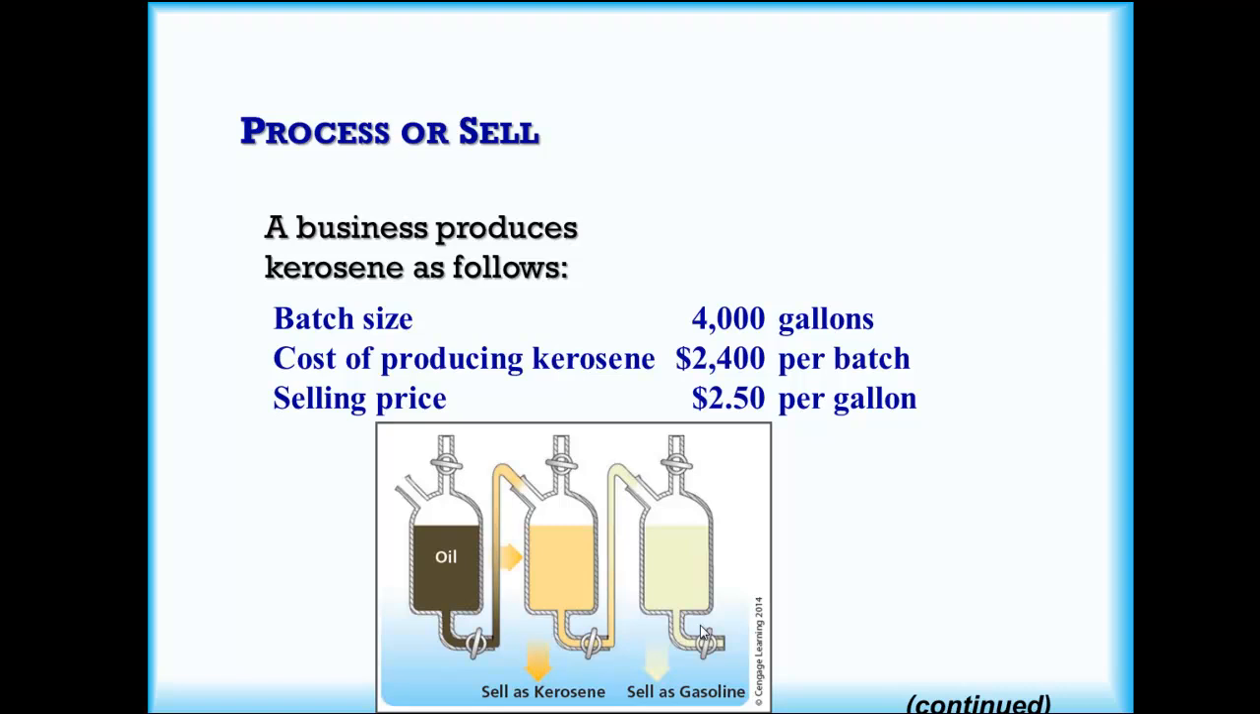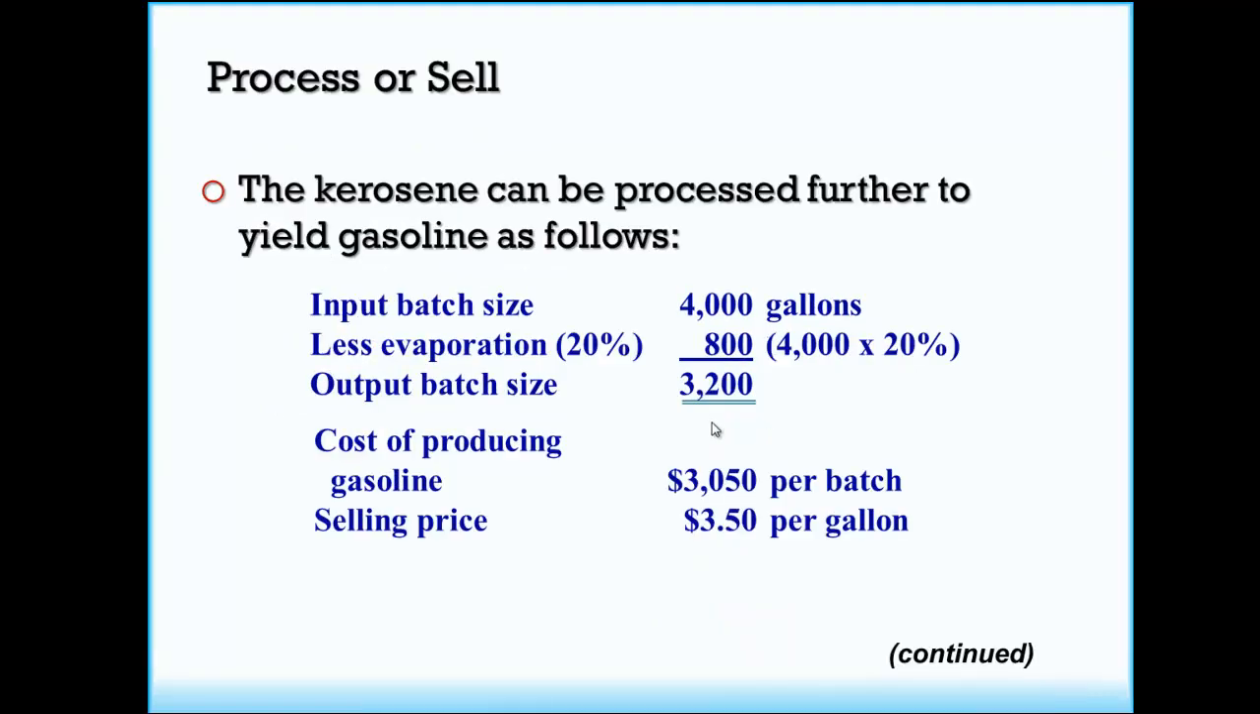it as gasoline. So in this case, we have a batch size of 4,000 gallons. The cost of producing the kerosene is $2,400 per batch, and the selling price is $2.50 per gallon. All right? Now, the kerosene can be processed further into gasoline as follows. We can take 4,000 gallons. Some of it's going to be evaporated though, okay? So less evaporation. So if we take this 4,000 times the 20%, that means we're going to lose 800 gallons there. So we'll have an output of 3,200 gallons.